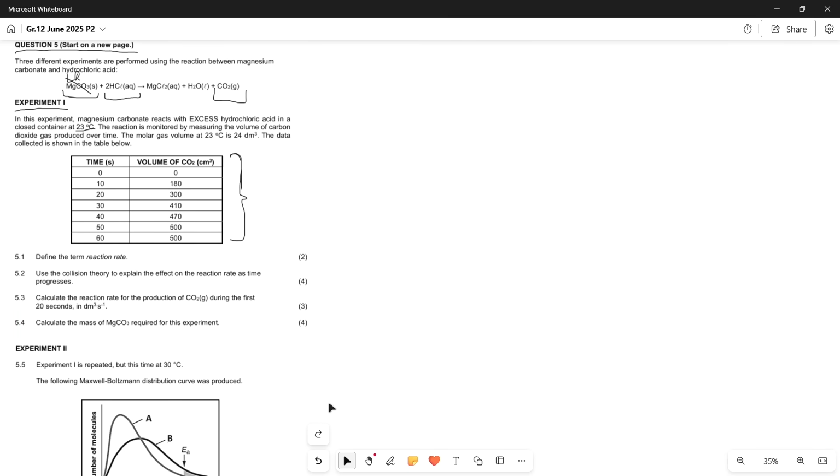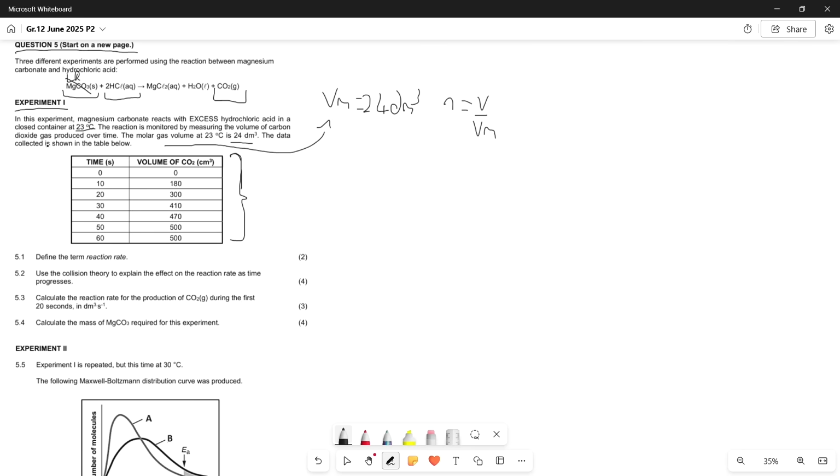The molar gas volume at 23 degrees Celsius is 24 dm3. So our molar volume over here is our Vm. So that is 24, and they told us specifically what it is. So we don't have to reference our constant sheet, but now we do know our Vm over here. So that means we can go ahead and use this formula at some stage potentially.